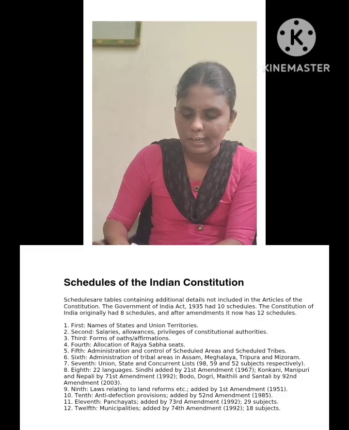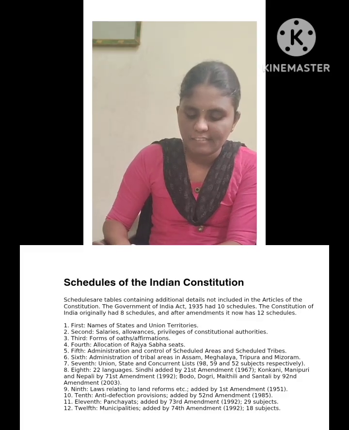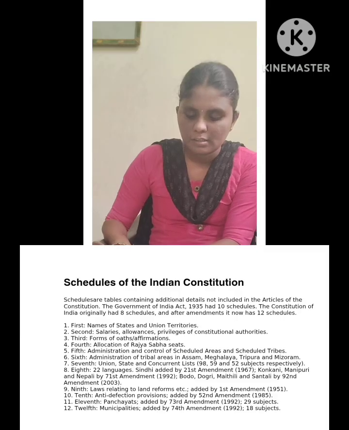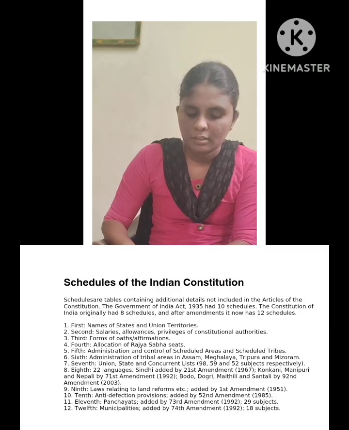The union list had originally 97 items. Now it has 98 items. For example, nuclear power, defense, all the details, right? This is the union list. And this is the state list. The state list had 66 items originally, right?